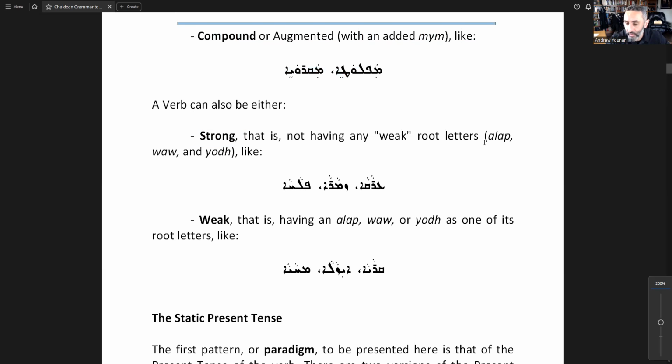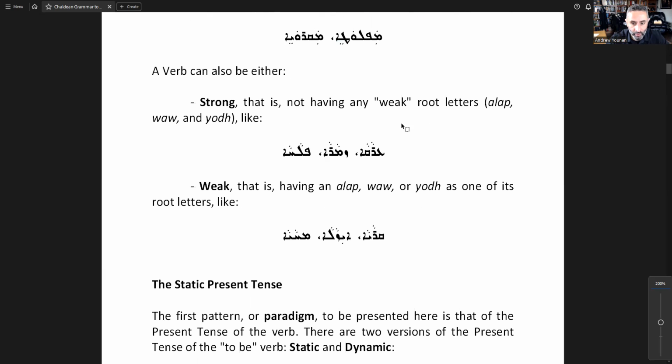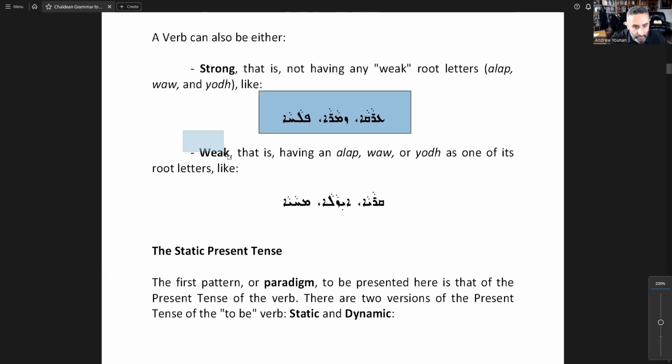So what are the weak letters? What are the letters that can go away? Alap can go away in a conjugation. Waw can go away, and yod can go away. These are the weak root letters. A verb without them is called a strong verb. Here are some examples: araqa, zmara, plata. Here are some weak verbs, weak roots, that is, having an alap, waw, or yod.